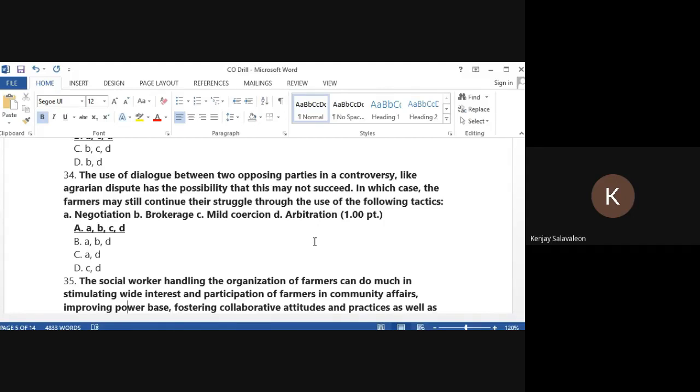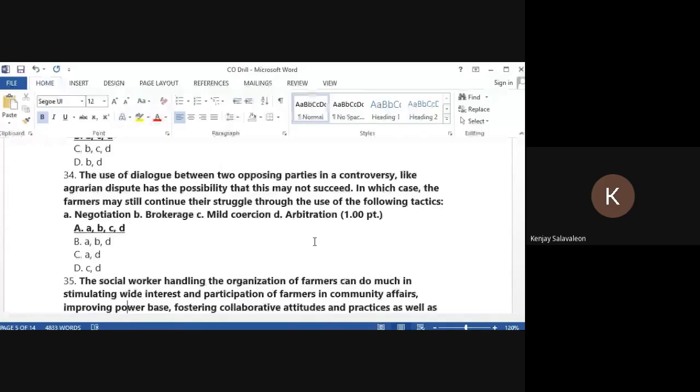Yung boycott. Arbitration naman is yung term na arbitration is the community and the landlord decided to give the authority to somebody to decide the matter. So for example, they have this agreement na depende sa madesisyonan ng korte. So si korte ngayon yung magbibigay ng final decision, and that decision is final and should be arbitration. So A, B, C, and D are the tactics that can be pursued to their struggle.